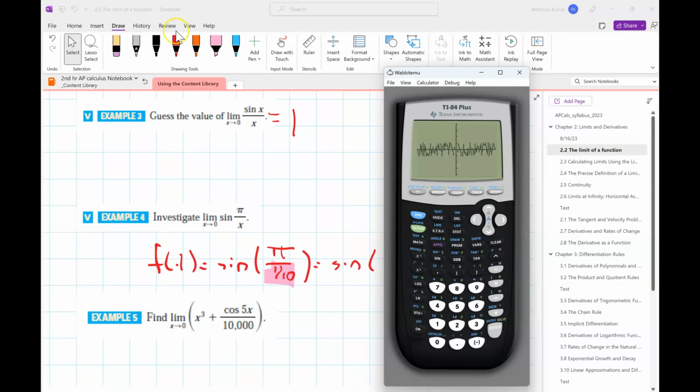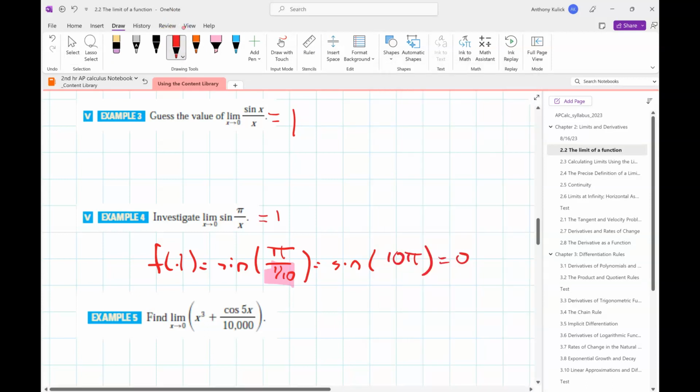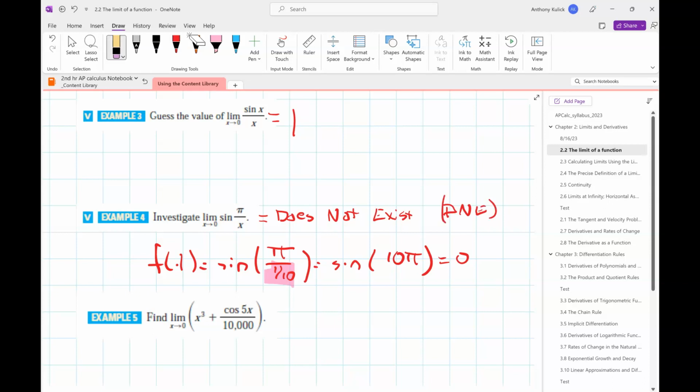Calculator. Yeah. Different than undefined, does not exist. So if it equals 0, does that mean that it does? No. I was just illustrating why does not exist means it is not settling down to a single value. The closer I'm getting to 0, I'm still getting wildly different values, and there's no pattern emerging as I'm getting closer to 0, right? We're not getting closer and closer to a single y value as I get closer to 0. It's still just bouncing around.